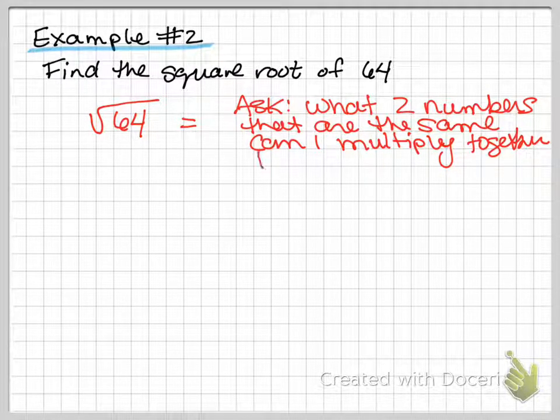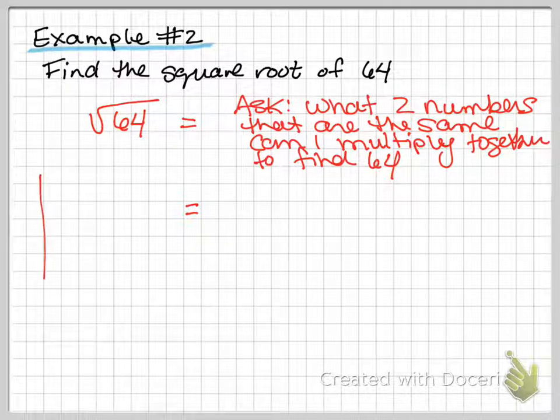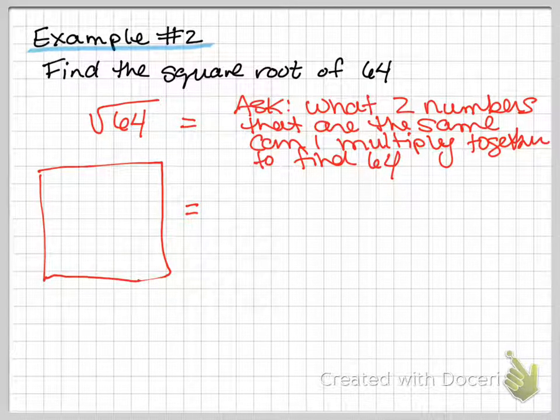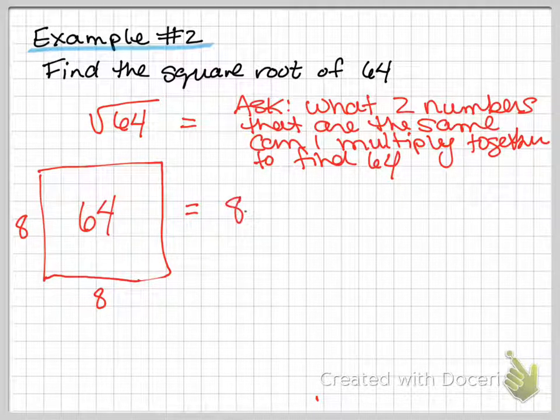Okay, so if we think about our multiplication tables, if we have a square, and if this square had 64 units on the inside, I recognize that this one does not actually, but we have to think about what two numbers, what would the side lengths be to equal 64? Well, 8 times 8 would equal 64. So the square root of 64 is 8.